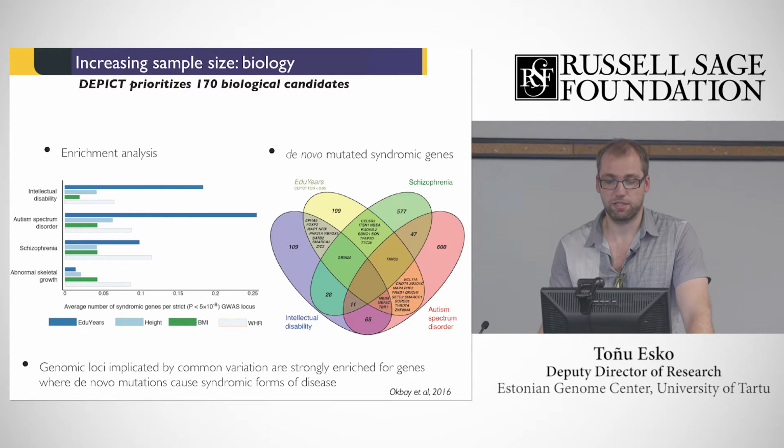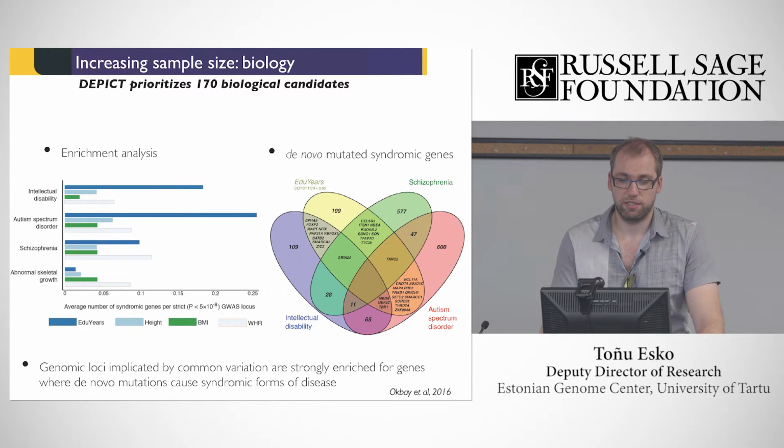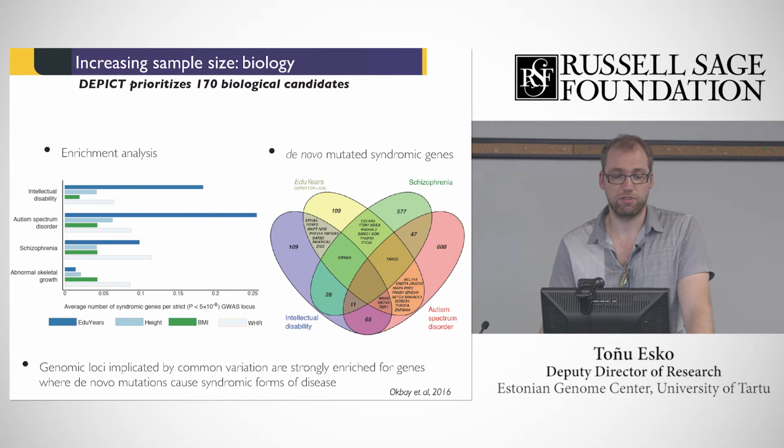And again we ran some enrichment analysis, like how much we would expect. Here we have the educational attainment in blue, and also height, BMI, and waist-hip ratio as nulls. And here you can see that for all those three categories, definitely we see a huge enrichment for intellectual disability, autism spectrum disorders, or schizophrenia. But not that surprisingly at all, there is not strong enrichment for abnormal skeletal growth genes. And if you look at height and BMI, there is much stronger enrichment there.